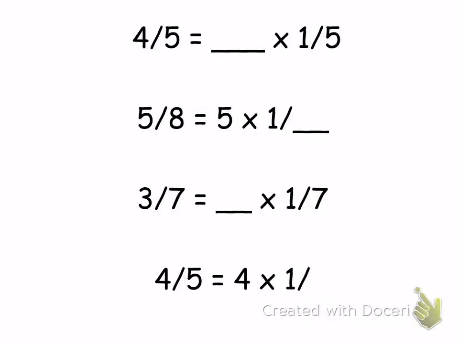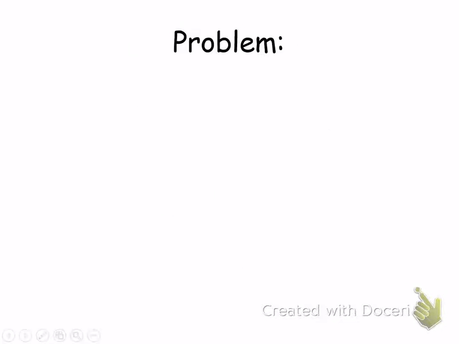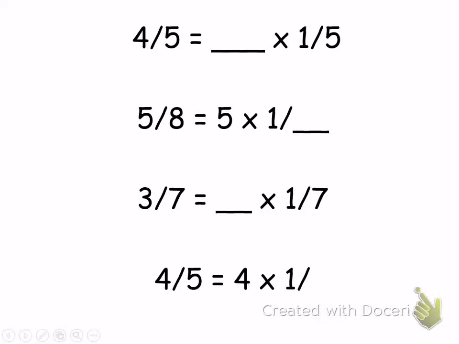But before we do that, let's review what we learned yesterday about unit fractions. Remember that a unit fraction always has a 1 in the numerator. Just like on our first one right here, 1/5, there's a 1 in the numerator. The numerator is the top number, the denominator is the bottom number. So 1/5 is a multiple of 4/5. So in order to get 4/5, I would have to multiply 4 times 1/5.